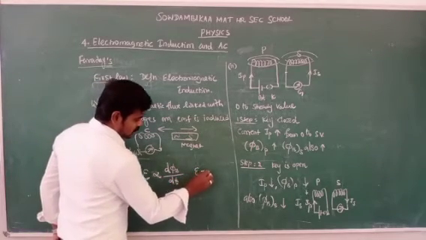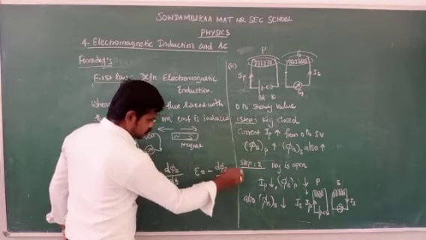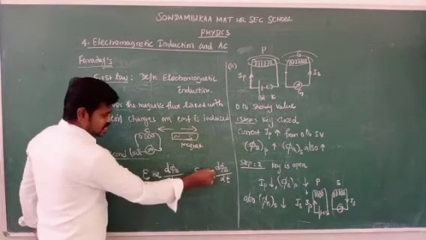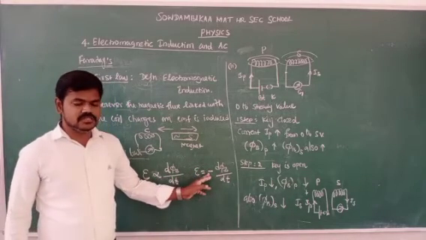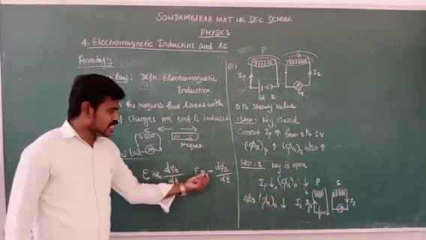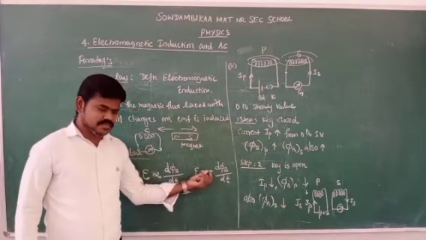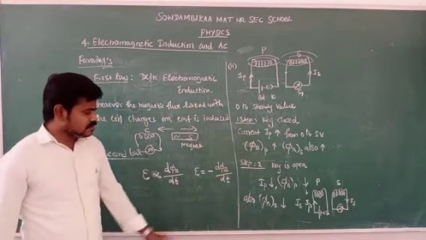Suppose E equal to minus d phi B by dt. The negative sign indicates, according to Lenz's law, the direction of induced EMF. We will see it in class later. What is the meaning of the negative sign? E equal to minus d phi B by dt.